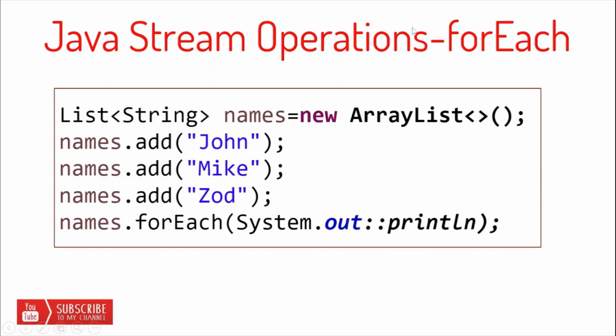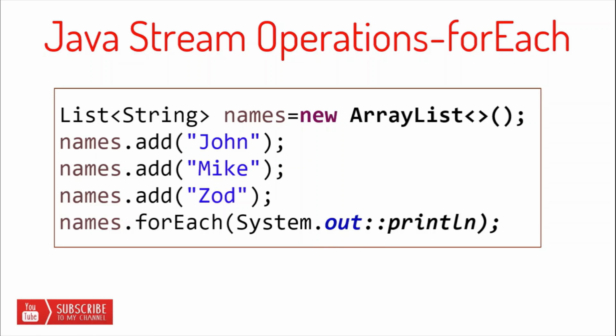So here we have a list of names of type String where we have added three different names. And how can we use forEach in this case? Directly, you can see I'm applying the dot forEach method directly to the list object here. So whatever operation we want to perform on each element in the list, we need to provide. Currently I'm using a method reference where I'm printing out each element of the list.